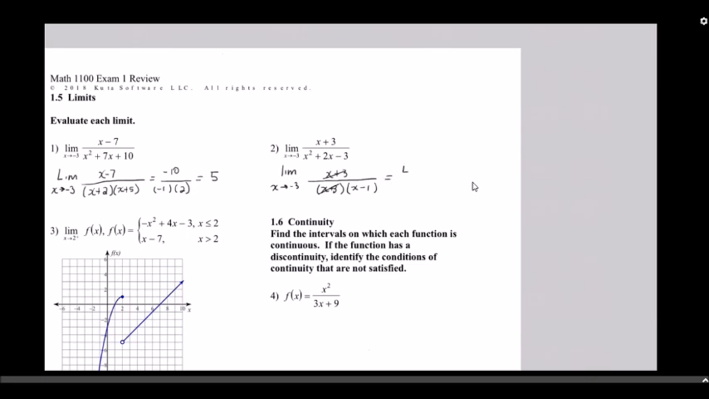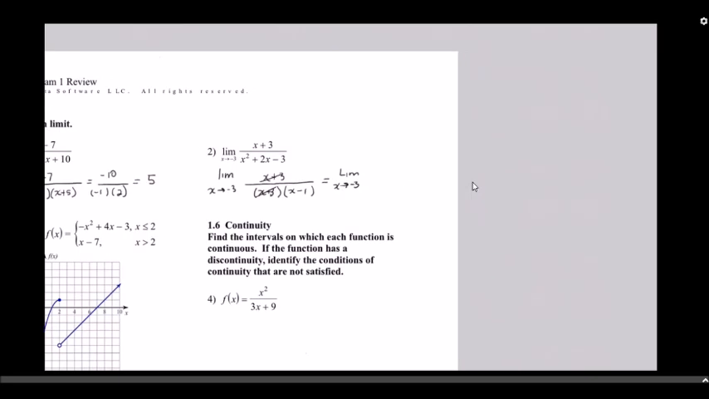So the problem turns into the limit as x approaches -3 of 1 over x minus 1. And we can now plug in a -3 into that x right there. -3 subtract 1 is -4. So this turns into -1/4.